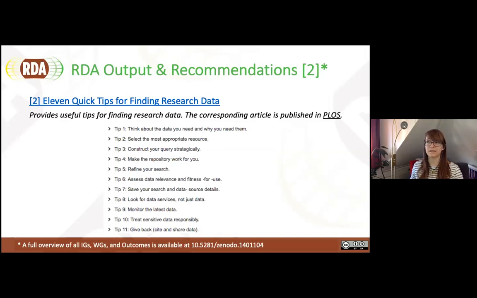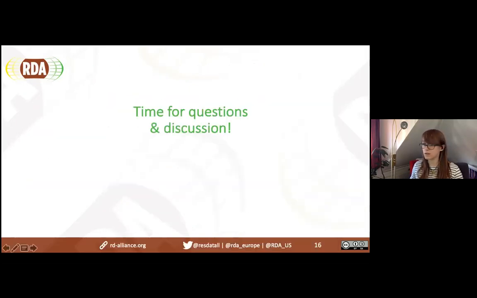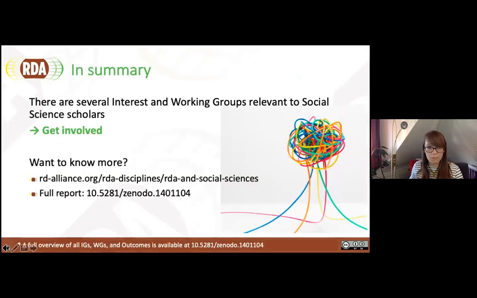And this is what I wanted to talk about mainly. So just to summarize, what this report did is show that there are several interest groups and working groups and outcomes that are relevant to the social science scholars. It was also meant as a first step to get involved. If you want to know more, you can have a look at the RDA disciplines page for the social sciences, and you can also find the full report that we've made on Zenodo, as I mentioned already.